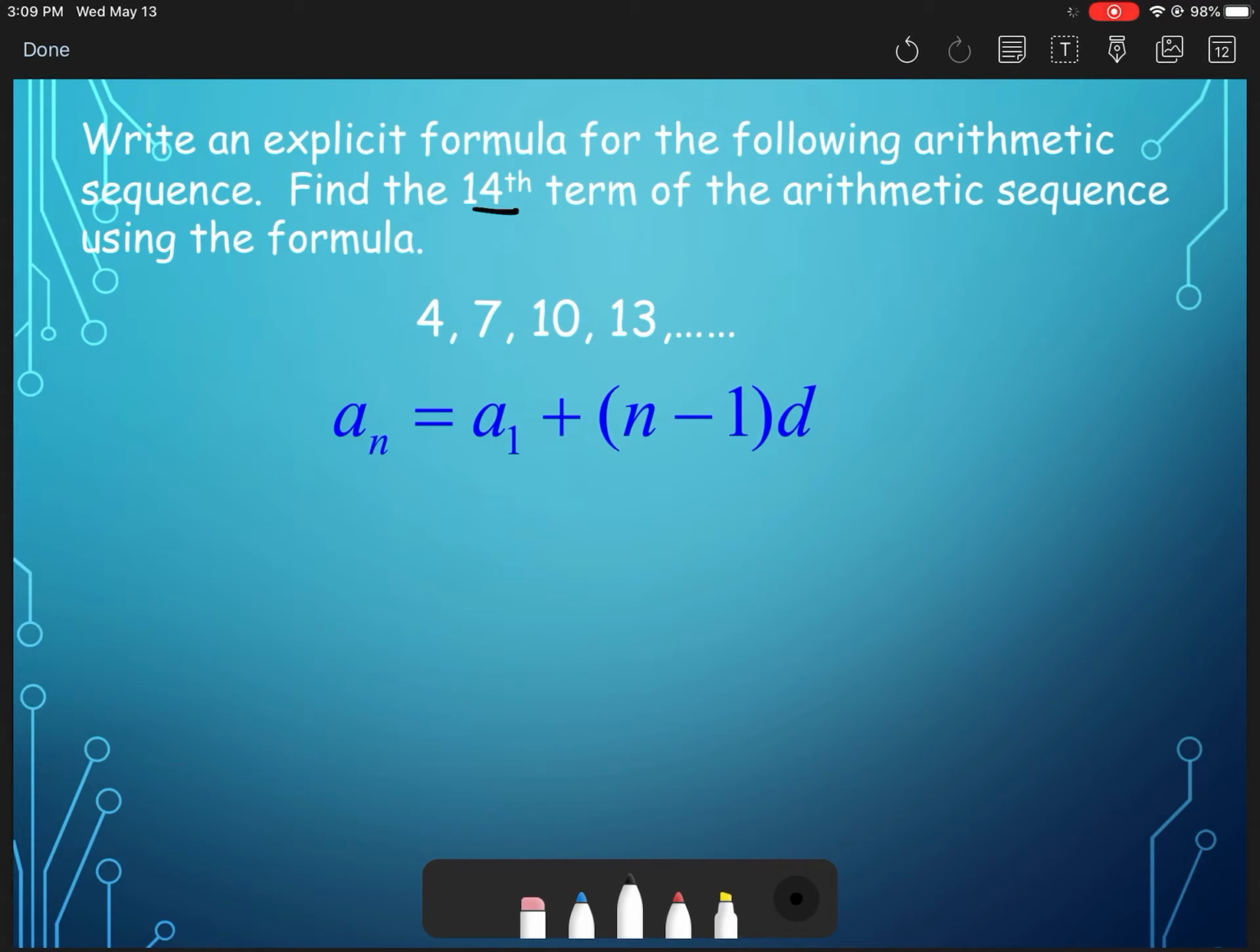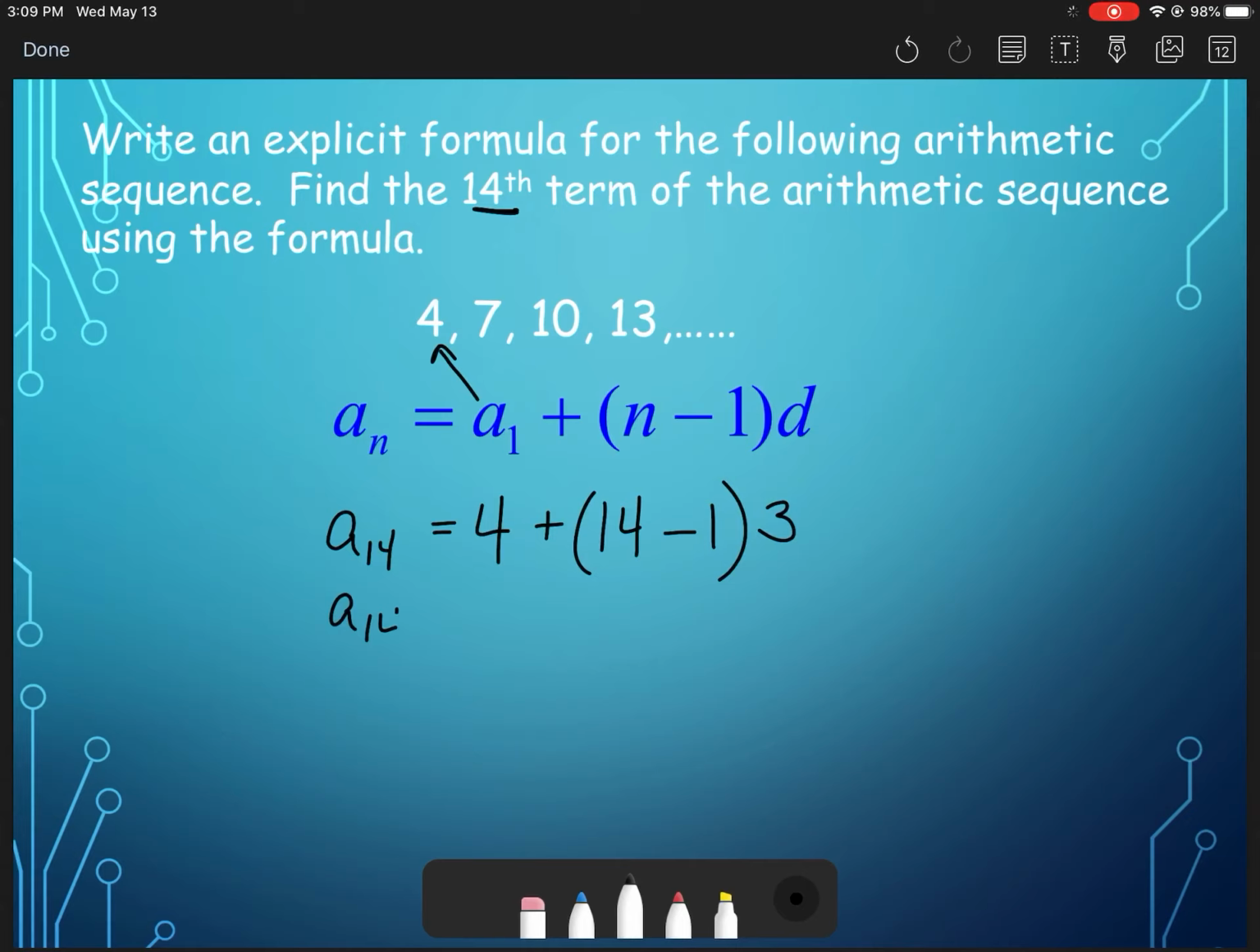So a sub n stands for whatever term you're looking to find. So we have a sub n, that's going to be a sub 14, okay? A sub 1 stands for the first term, which is 4. Okay, n is again representing the number of the term that we're looking for. We're looking for the 14th term, so n is 14. Minus 1, it's always getting subtracted by 1. D stands for the common difference. How are we getting from 4 to 7? If we did 7 minus 4, the common difference is 3.